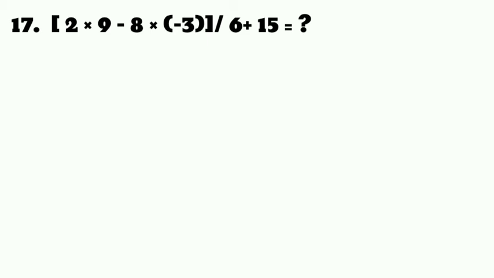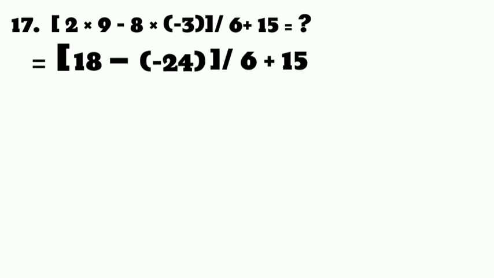Okay, so let's solve. 2 times 9 is equal to 18. 8 times negative 3 is equal to negative 24. So, as you can remember, the rule in subtraction of integers, yung second number, kailangan nating palitan yung sign and then mag-proceed tayo sa addition. So, yung negative 24 magiging positive 24 na and then yung minus sign magiging positive na. Okay?